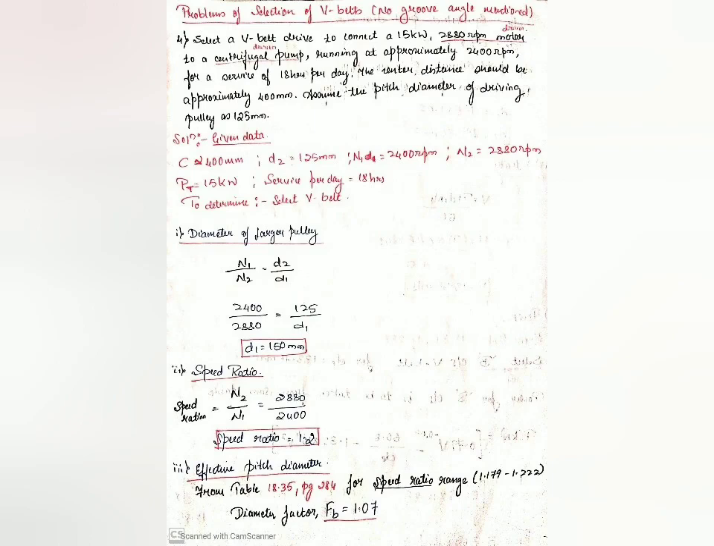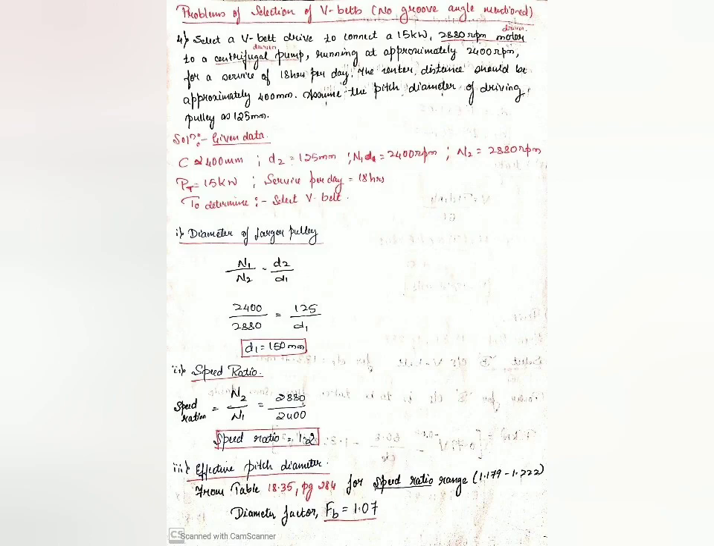The service period of the motor is 18 hours per day. So here what you are supposed to determine is select a proper V belt, solve for the number of belts, and also find the change in center distance.